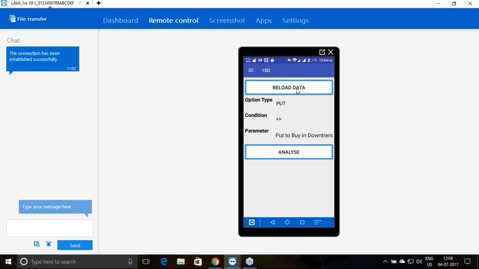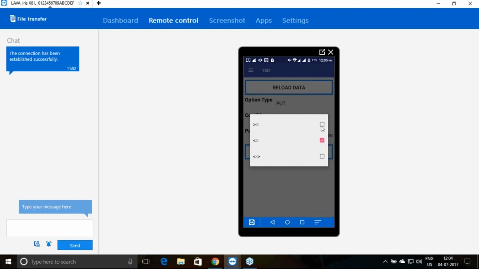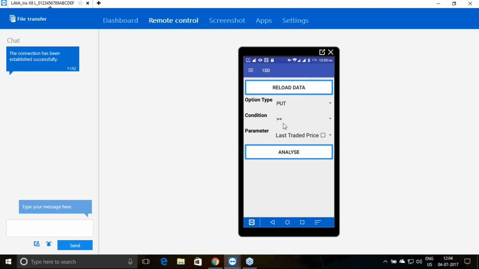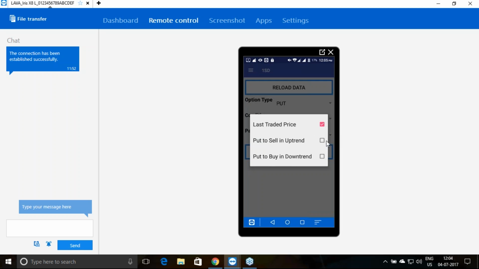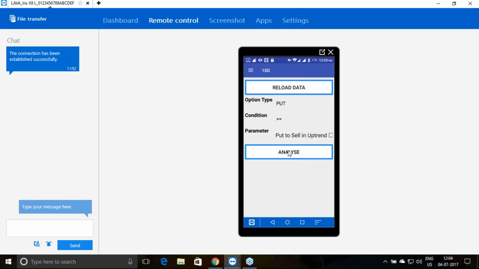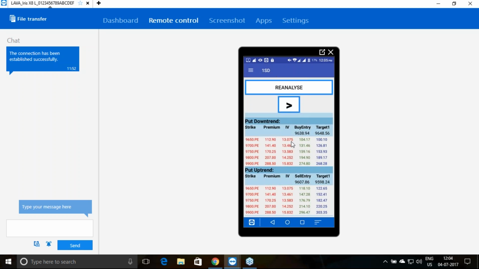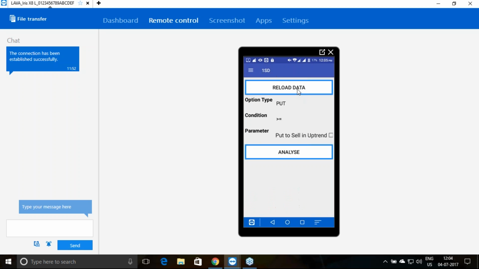If you want all strikes of the put, this is the less than or equal to condition I have put. I can put it greater than. So puts greater than last traded price and to sell in the uptrend, that also you can get. These are the strikes above the last traded price now, and it should be sell in the downtrend. So this is one group.